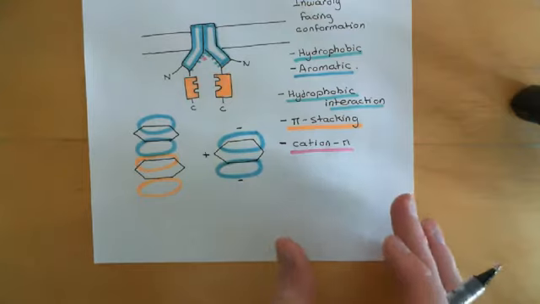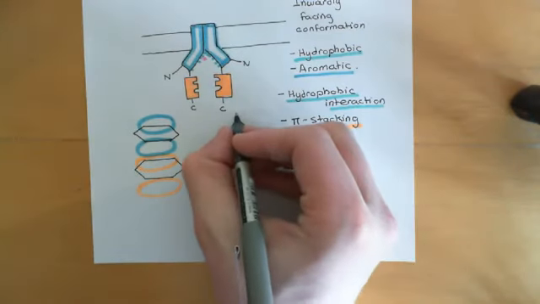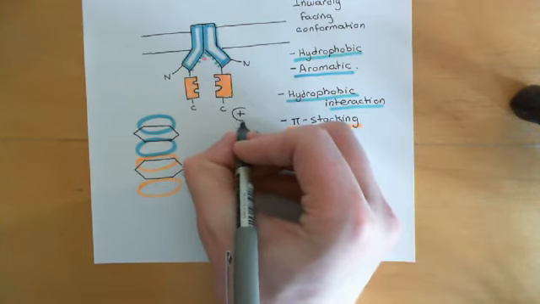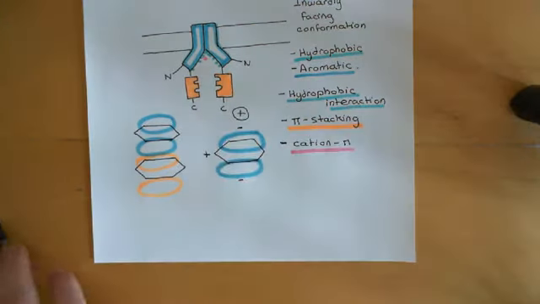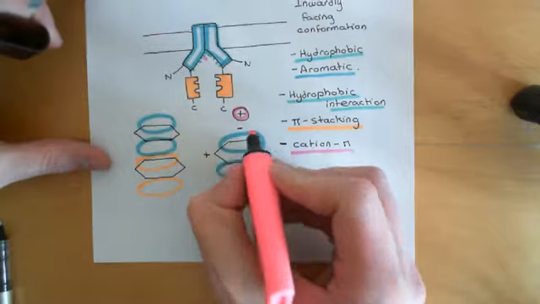And basically then what can happen is if you bring in a cation, which will also have a positive charge, so let's put our cation here, it can interact with the pi electrons in a delocalized ring, and that can form an electrostatic interaction.